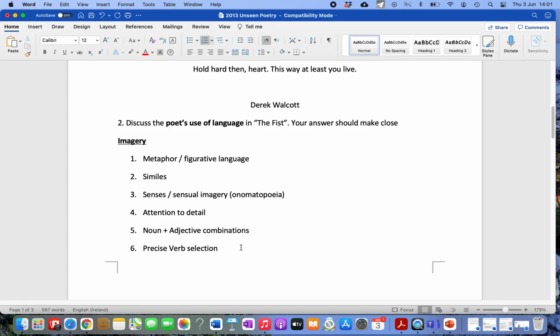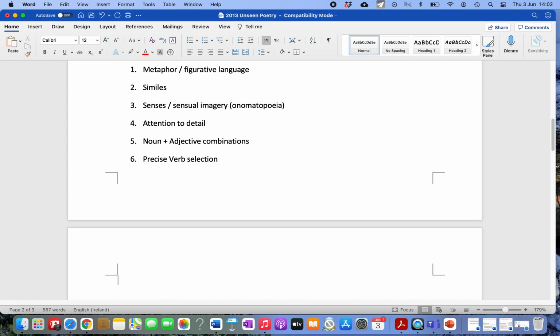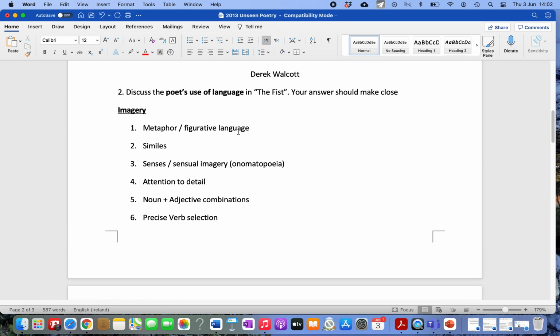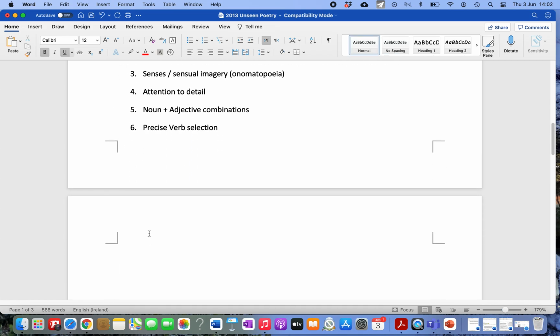So when you're looking at language, you are looking for imagery, but you're not just looking for imagery. And that's why there's been a couple of questions in the last couple of years in which they mentioned a writer's use of language, including imagery, which would suggest you're looking at something else besides imagery, doesn't it? That does suggest that. So what else are you looking at besides imagery? Well, how about rhythm?